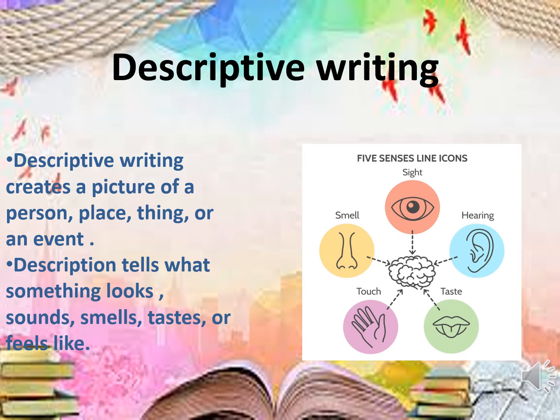Our next topic is descriptive writing. Descriptive writing creates a picture of a person, place, thing, or an event. Description tells what something looks, sounds, smells, tastes, or feels like. So, students, while writing a descriptive essay, you must keep in mind the primary purpose of it, which is to describe a person, place, or thing in such a way that a picture is formed in the reader's mind, along with the use of sensory details in your essay.